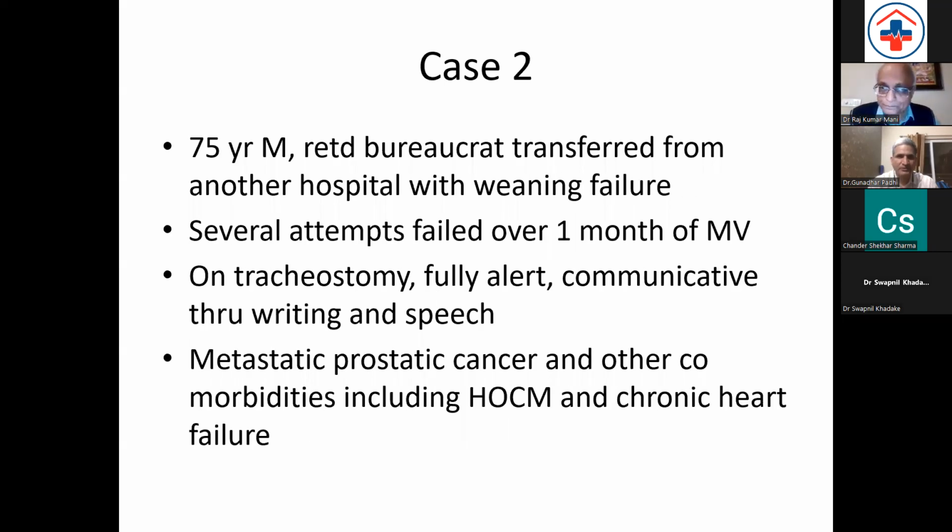Now, case 2. Case number 2, pay careful attention. This is also many years ago under my care. A 75 years male, a retired bureaucrat, transferred from another hospital for weaning failure. He had spent a month on a ventilator in another hospital, and repeated attempts failed, and therefore he was transferred to our hospital, which they believed would be successful in being able to wean.